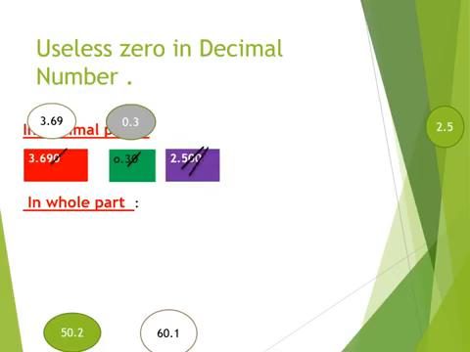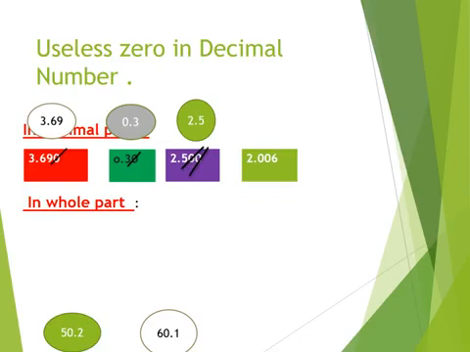2 and 500 thousandths. In this number, I have two unnecessary zeros, two useless zeros. This decimal number is equal to 2 and 5 tenths. Last example here in the decimal part, 2 and 6 thousandths. The decimal part here is 6, and there is no zero after that.